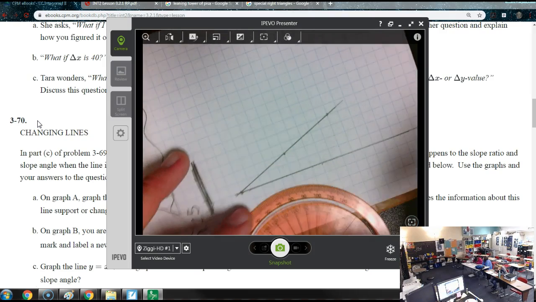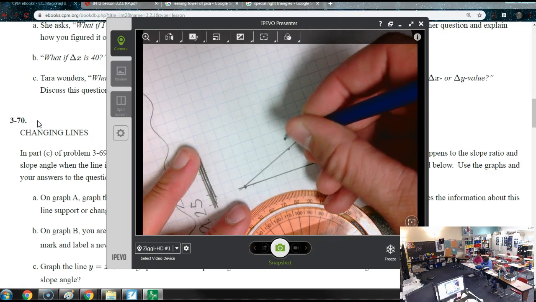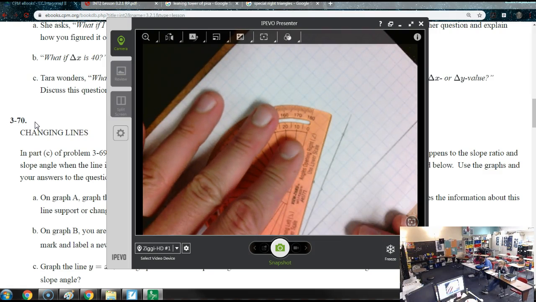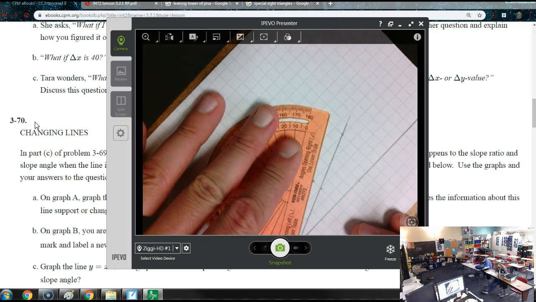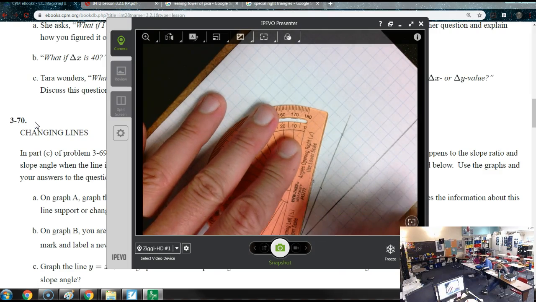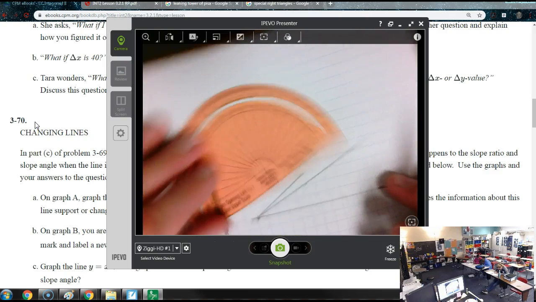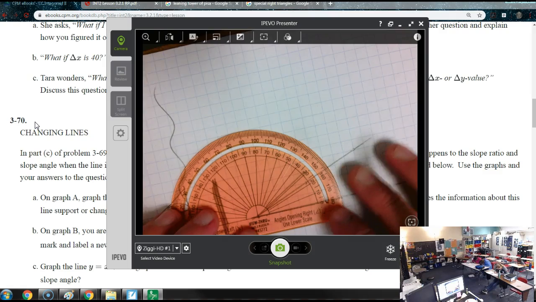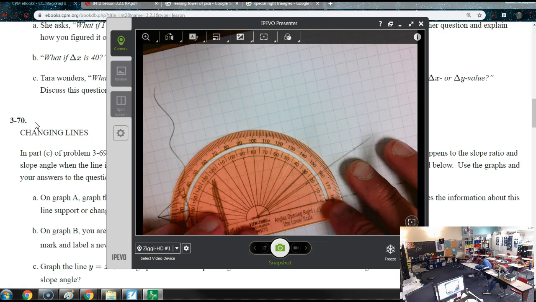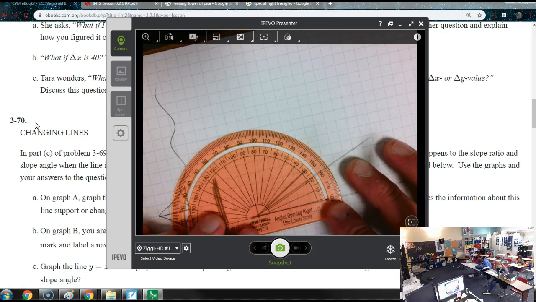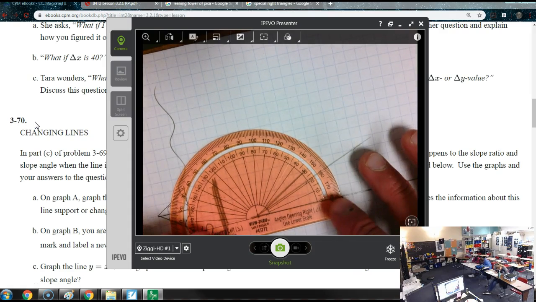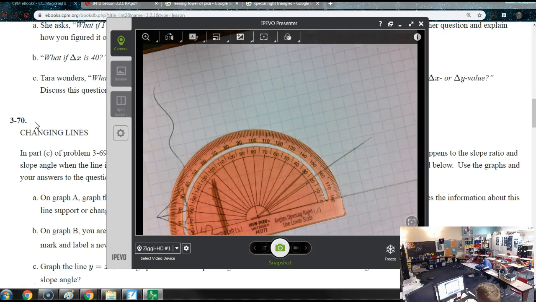Well, let's try the 3/5, right? That looks really close to 30, doesn't it? Maybe just over.